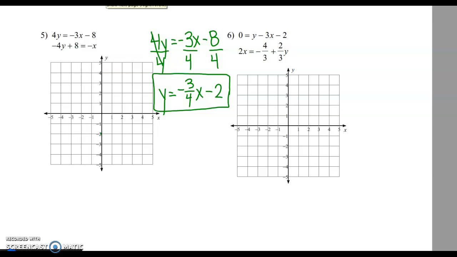So y-intercept is -2. Slope is -3/4. So the line has to fall. So if I go up 3, I'm going left 4. Or if I go down 3, I'm going right 4. Get my line.